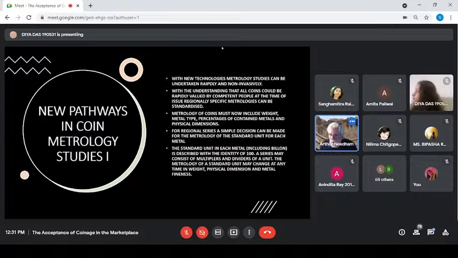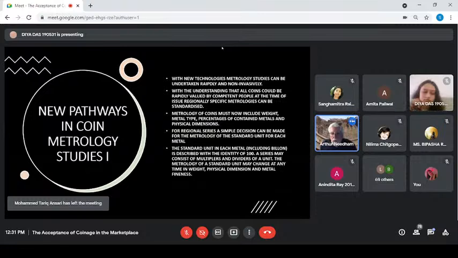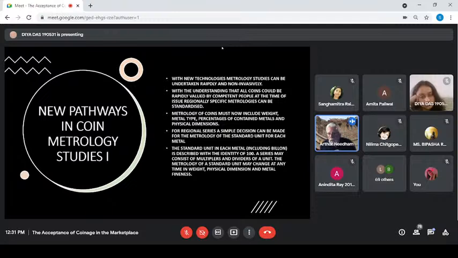We can now analyze non-destructively and very accurately the percentage of contained precious metal. For regional series, a simple decision can be made for the metrology of the standard unit for each metal. And the standard unit in each metal, including billon, and billon is an admixture of silver and copper, is not a homogeneous admixture, it is heterogeneous. Until recently, even the most competent XRF equipment had trouble examining it, but the modern stuff does not have problems.